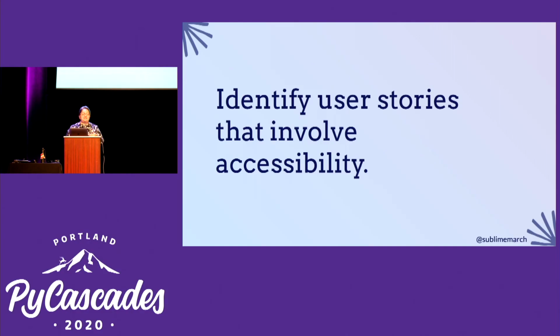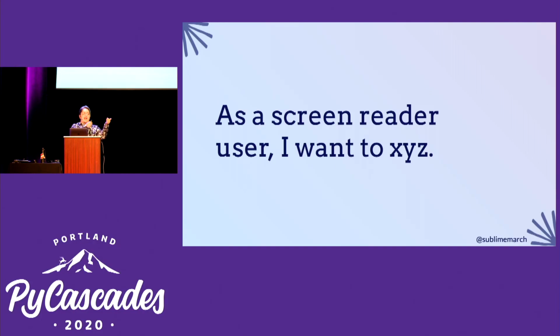I also recommend identifying user stories that involve accessibility. So you might already have a user story of, oh, as an administrator, I want to be able to X so that I can Y, whatever the user story might be. Add in user stories that involve people with disabilities. So as a screen reader user, I want to be able to X, Y, Z. Or as an administrator who uses a screen reader, whatever that might be.